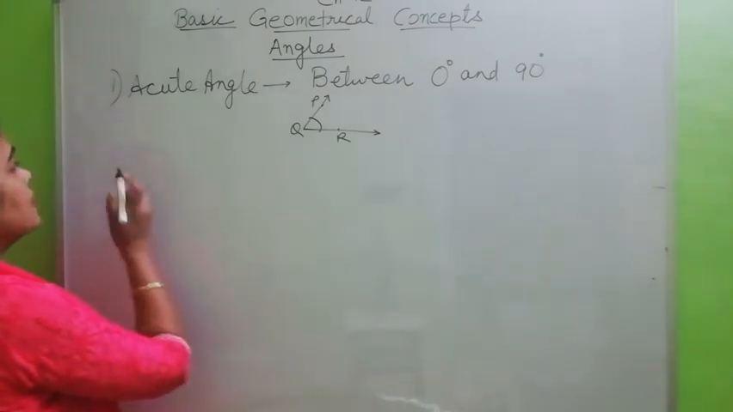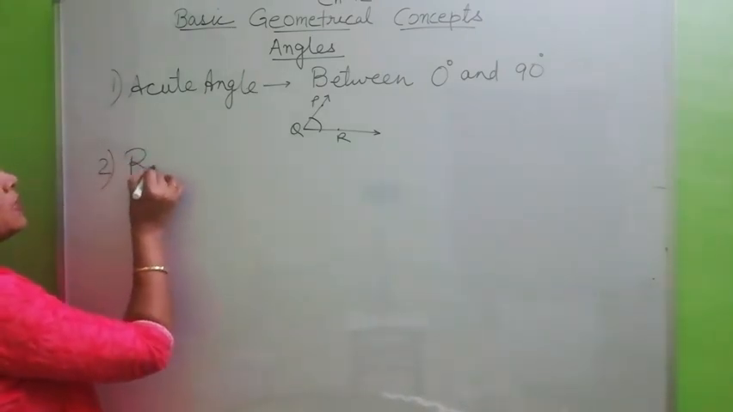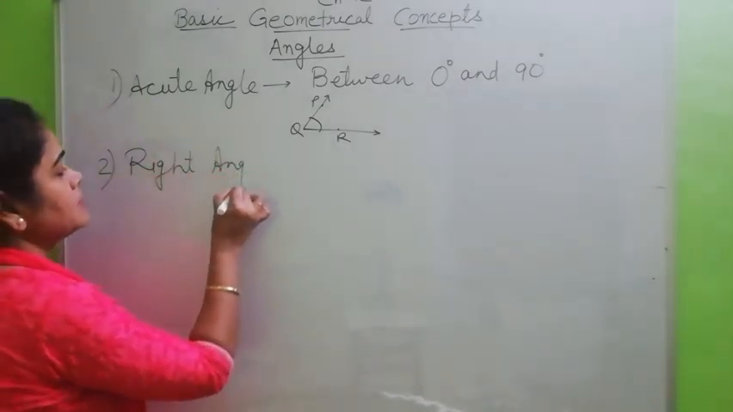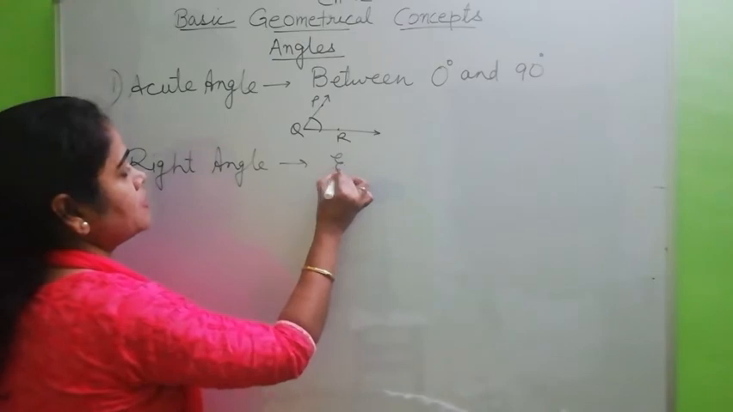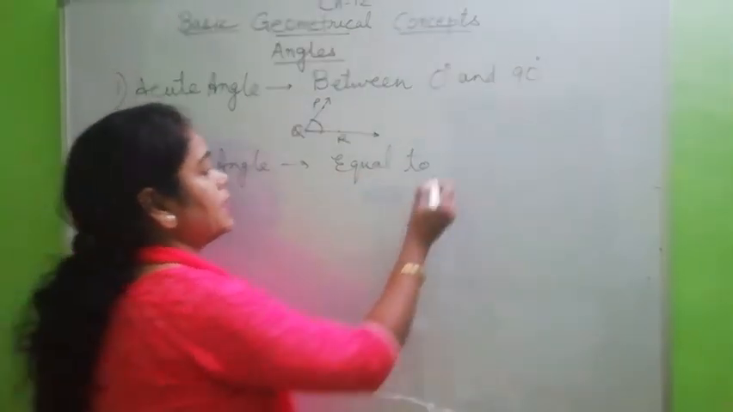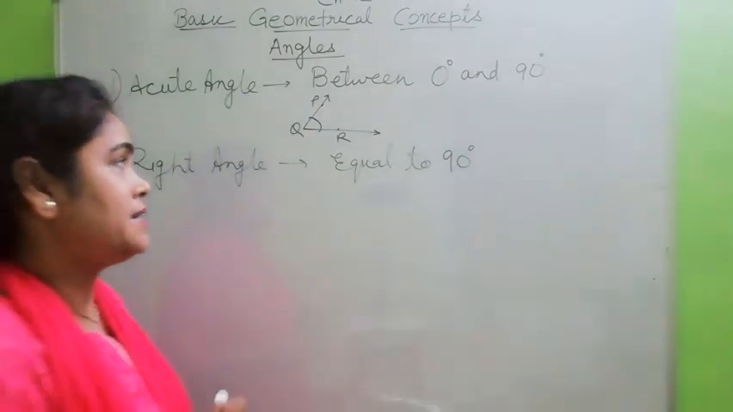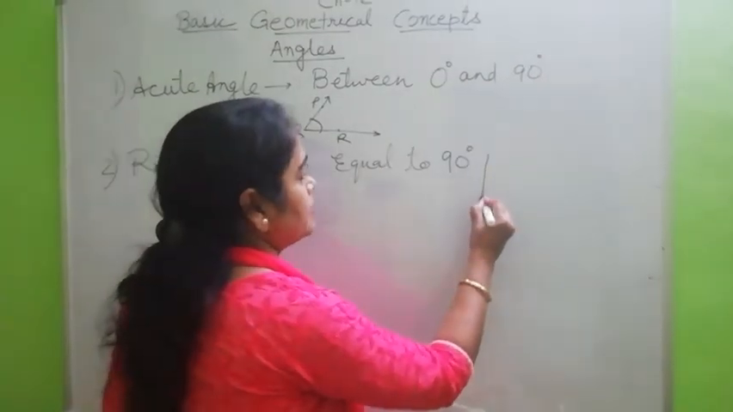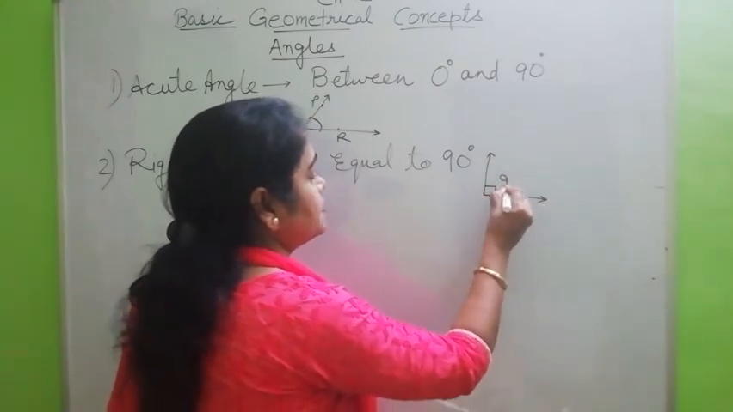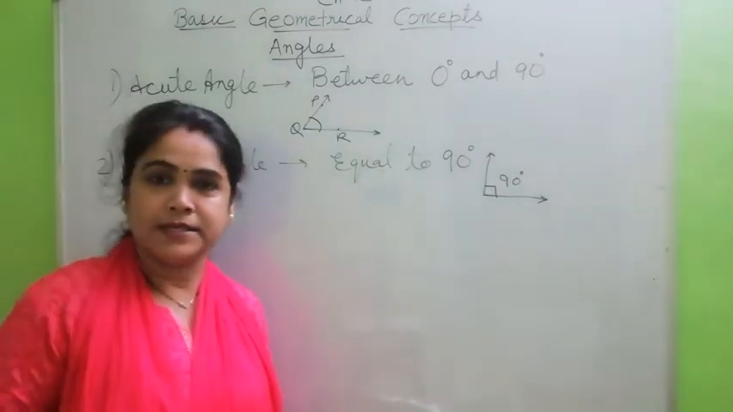And if the angle is equal to 90, we call the angle a right angle. Right angle is always equal to 90 degree. Okay, so the 90 degree figure I have told you how to make. Any lines which are just perpendicular to each other form 90 degree.